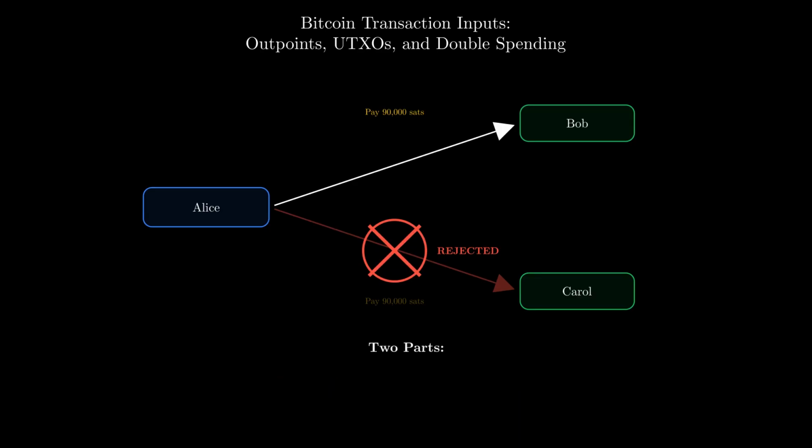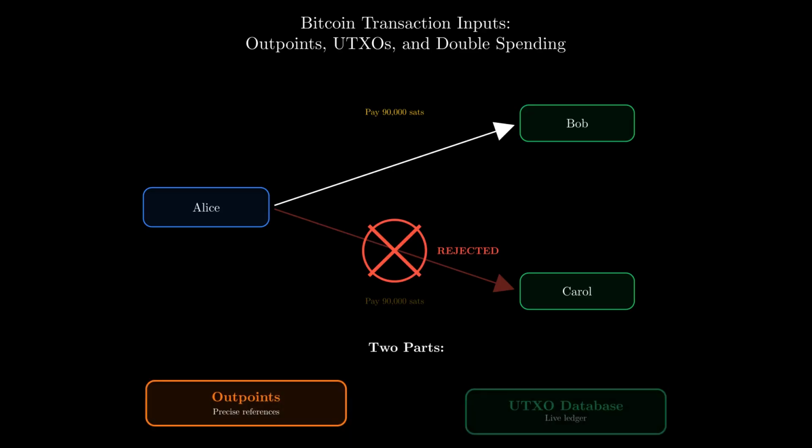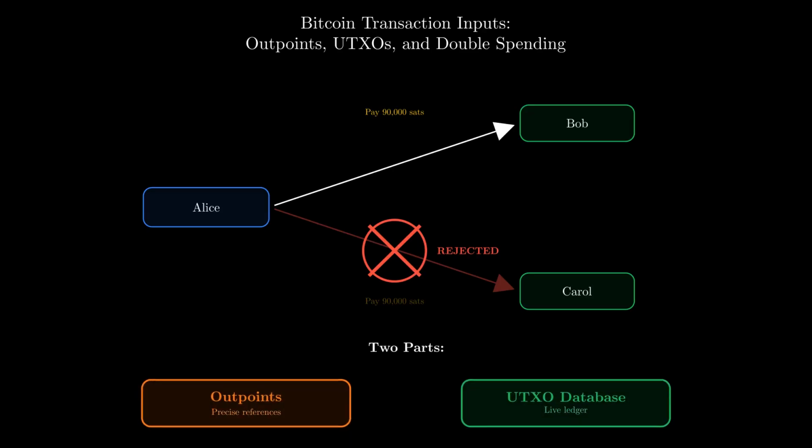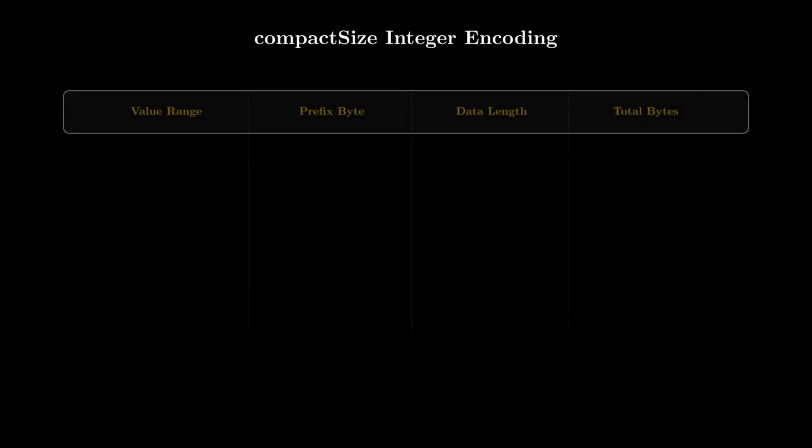That mechanism has two parts: precise references called outpoints, and a live ledger called the UTXO database. To understand how, let's look inside a Bitcoin transaction input. Every transaction has one or more inputs.